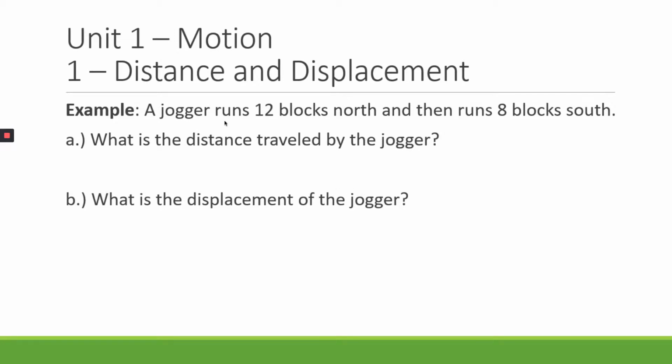So, a jogger runs 12 blocks north and then runs 8 blocks south. So we want the distance traveled. So distance traveled, you can just use regular addition, right? 12 blocks plus 8 blocks. The distance traveled by this jogger would be 20 blocks. When you have scalars, you can use regular addition, and it works nice. So what is the displacement of the jogger? Okay, so now we need displacement, which is a vector. We'll have to use vector addition. So let's draw that out.